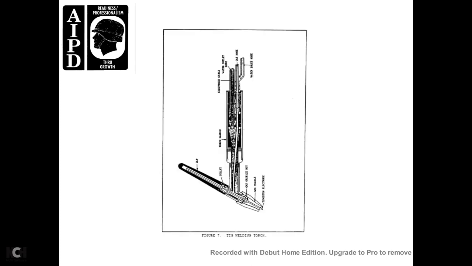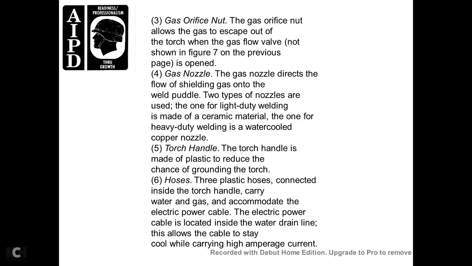This shows the TIG welding torch. Three, the gas orifice nut. The gas orifice nut allows the gas to escape out of the torch when the gas flow valve, not shown in Figure 7 on the previous page, is open. Four, the gas nozzle. The gas nozzle directs the shielding gas onto the weld pool. The nozzle used for light-duty welding is made of ceramic material, while heavy-duty welding uses a water-cooled copper nozzle.